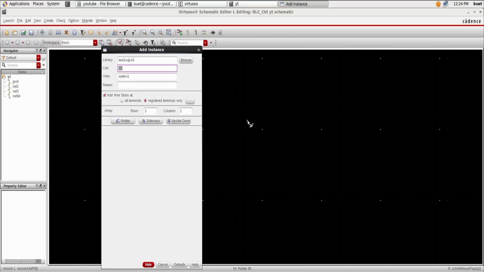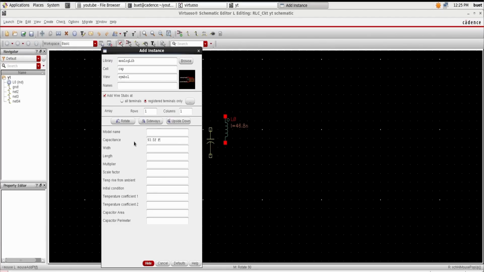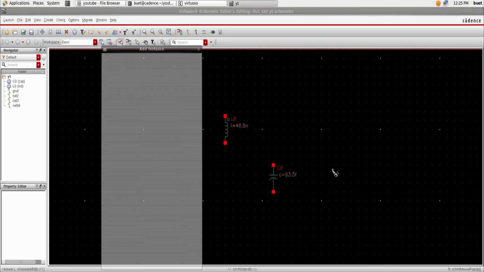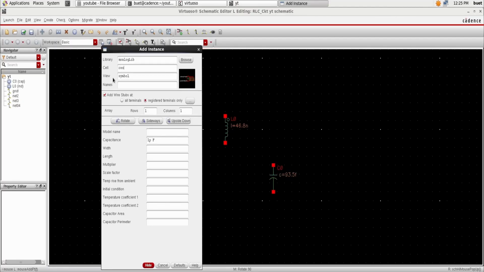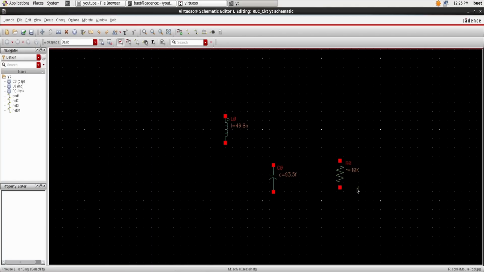Open your Cadence, press I to go to the add instance window. Here find your inductor from the analog library. Our inductor is found to be 46.8 nanohenry. Place your inductor, press I again to go to the add instance window. Find your capacitor. Our capacitor is found to be 93.5 femtofarad. Place your capacitor. Here find your resistor. Our load resistor is set to be 10 kilo ohms. So place your resistor here.